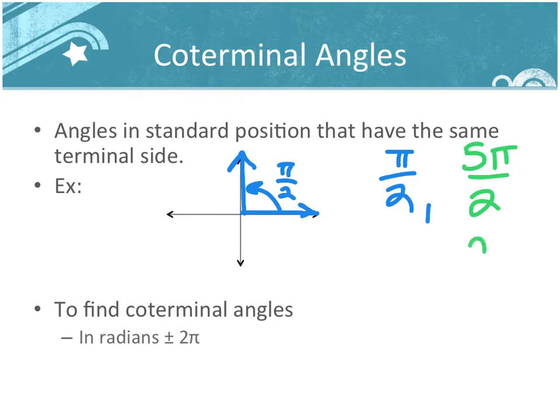5 pi over 2 is 2 1/2 pi, which means I'd go all the way around to 2 and then double back again to a half. These are called coterminal angles. So without their arrows, they look exactly the same. They have the same start and the same finish. The difference is how many times around they go.